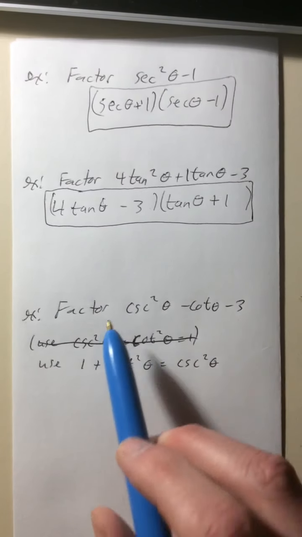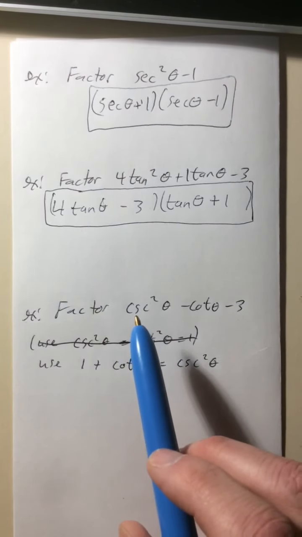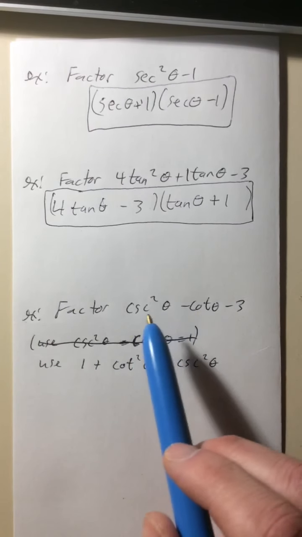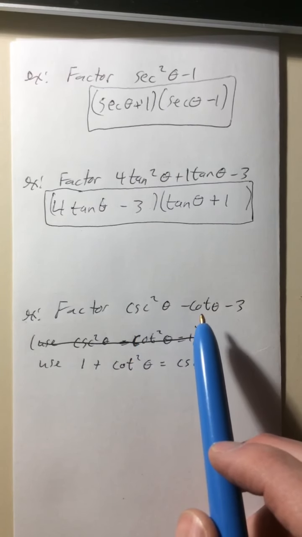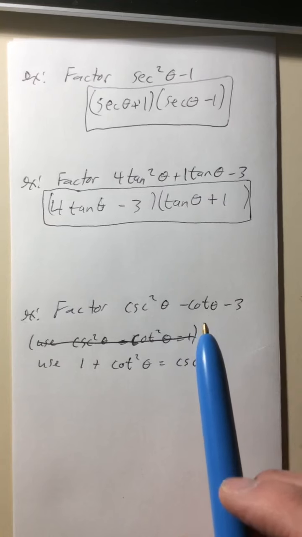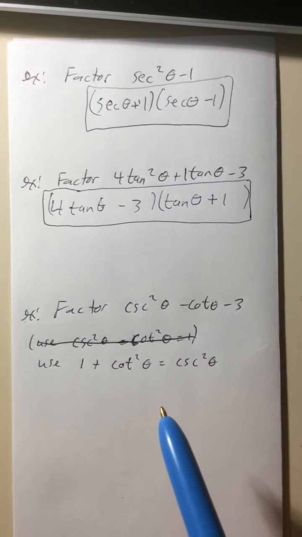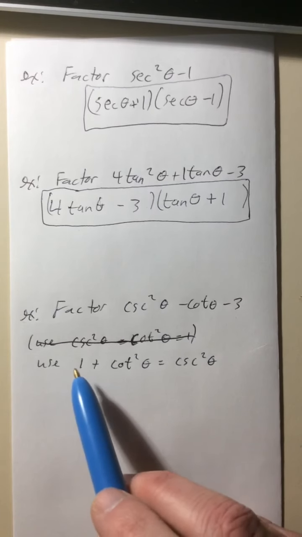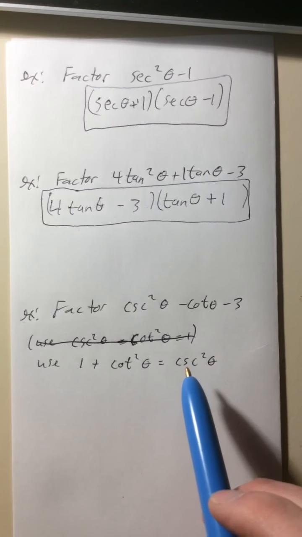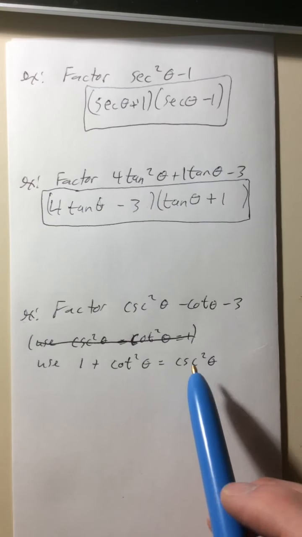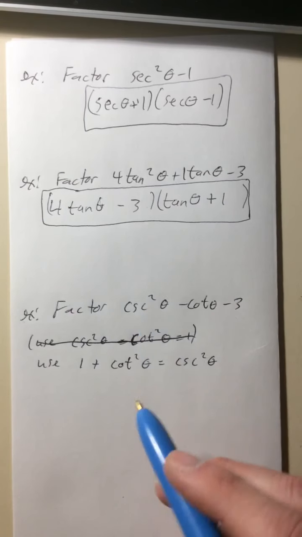Okay, so we want to factor this guy right here, and we'll again notice that these are not the same functions. Here we got cosecant squared theta, and we got cotangent theta. And of course we think, all right, is there some sort of identity that relates these two here? And as a matter of fact, there is. 1 plus cotangent squared theta is the same as cosecant squared theta. So we're just going to make that substitution right into there.